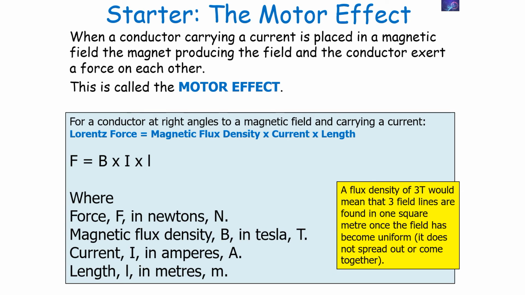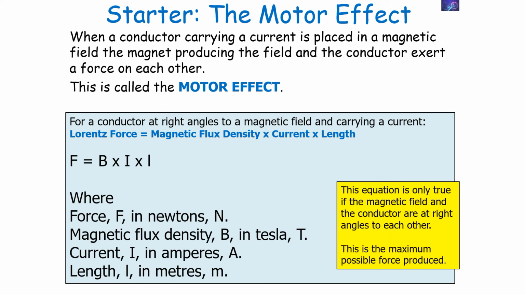So a flux density of 3 Teslas will mean that there are 3 field lines found in 1 square meter once the field has become uniform. It doesn't get any bigger, it doesn't get any smaller. Now, once again, this equation is only true if the magnetic field and the conductor are at right angles to each other, because this is the maximum possible force produced.